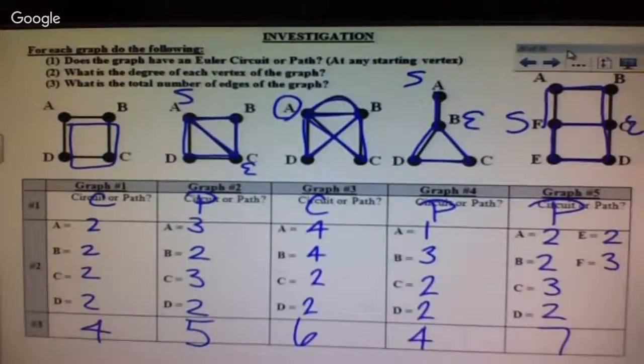Take a look at my paths. Path here, here, and here. Both odd and even. How many odd are in each one? 2. Exactly 2. If you have a path, you have exactly 2 odds. Everything else is even. If you have 1 odd, it's nothing. If you have 3 odds, it's nothing. If you have 4 odds, it's nothing. It has to be exactly 2.